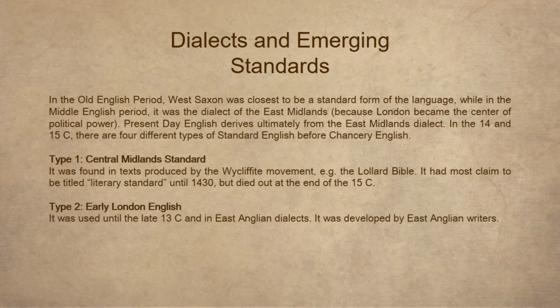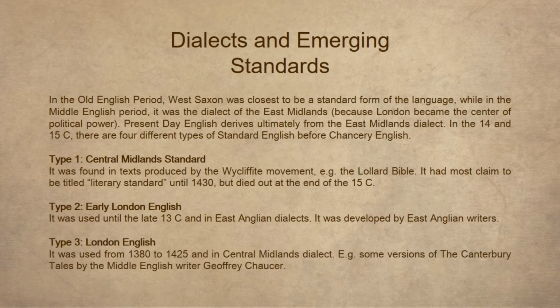The second type is Early London English. Early London English was used until the late 13th century. It was in East Anglian dialects, developed by East Anglian writers. The third type is London English. It was used from 1380 to 1425, and it was in Central Midlands dialect. London English was found in some versions of the Canterbury Tales by the Middle English writer Geoffrey Chaucer.